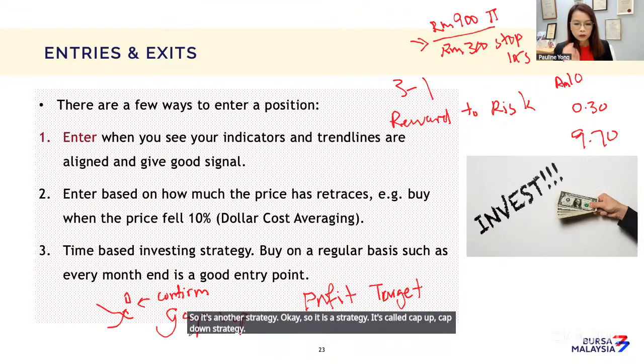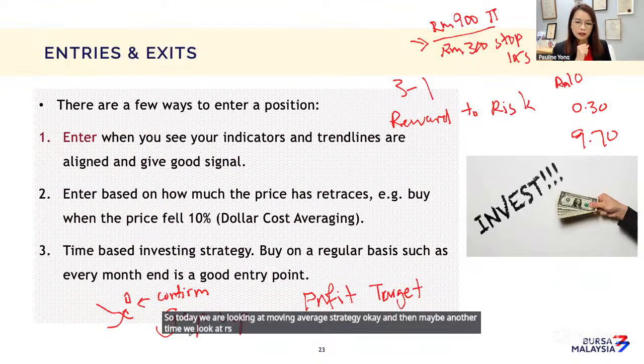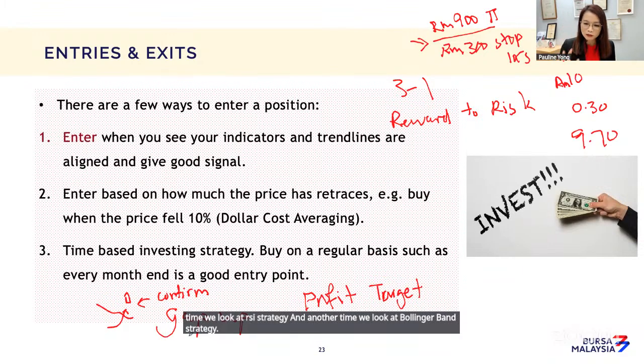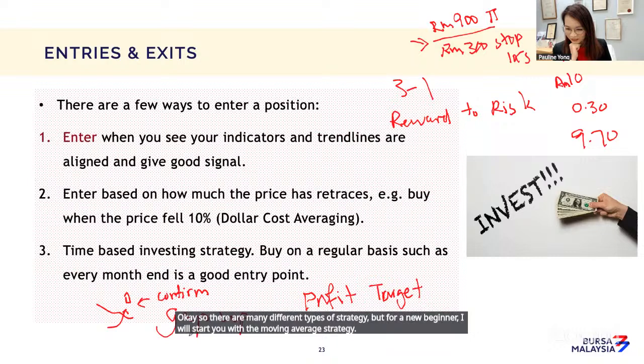Today we are looking at the moving average strategy. Maybe another time we look at the RSI strategy, and another time the Bollinger Band strategy. There are many different types of strategy, but for a new beginner, I will start you with the moving average strategy.